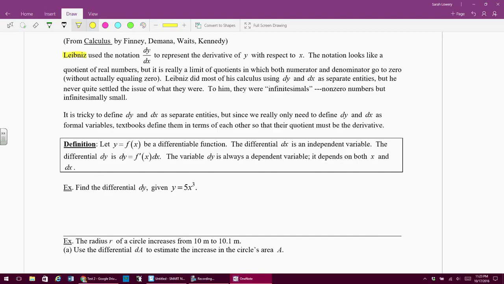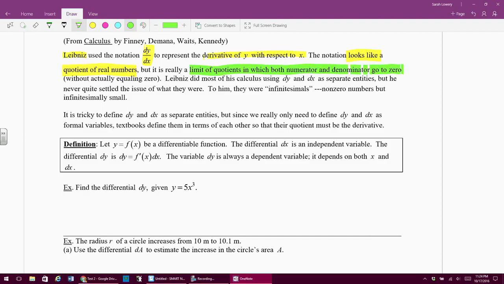And one of the things you'll notice is that there are lots of notations that we use for the derivative, and one of those notations is called dy dx. We use y prime, we use f prime. Those all stand for derivative. In fact, it stands for the derivative of y with respect to x. Now this notation, interestingly enough, looks like a quotient of division. But what I want you to understand is that it is really a limit of quotients in which the numerator and the denominator both go to 0.